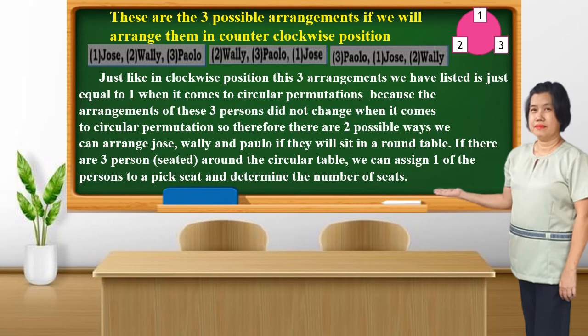Just like in clockwise position, these 3 arrangements we have listed are just equal to 1 when it comes to circular permutations, because the arrangement of these 3 persons did not change. So therefore, there are 2 possible ways we can arrange Jose, Wally, and Paulo if they will sit in a round table. If there are 3 persons around the circular table, we can assign one of the persons to pick a seat and determine the number of seats.